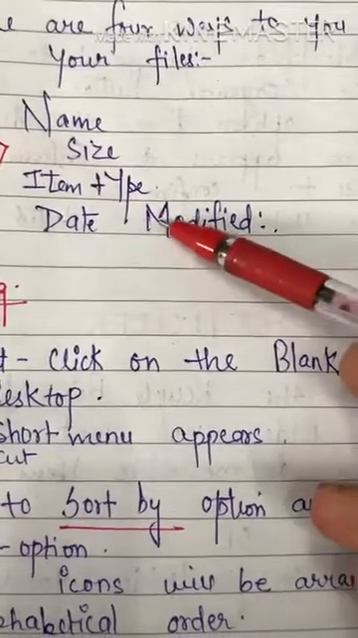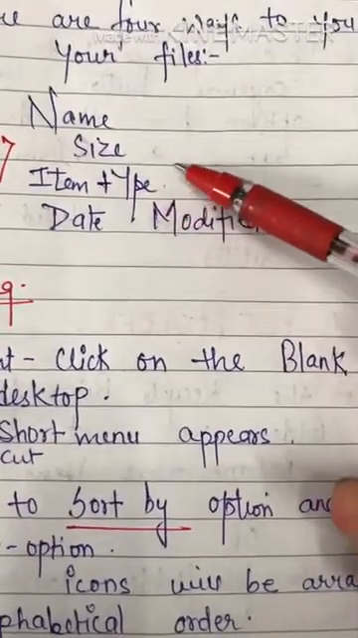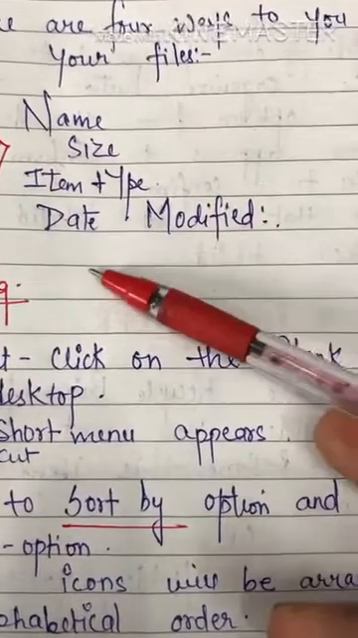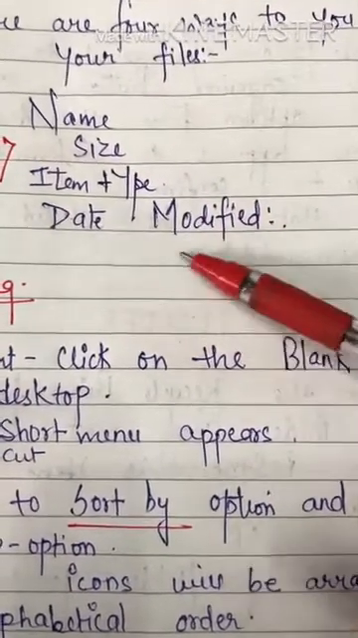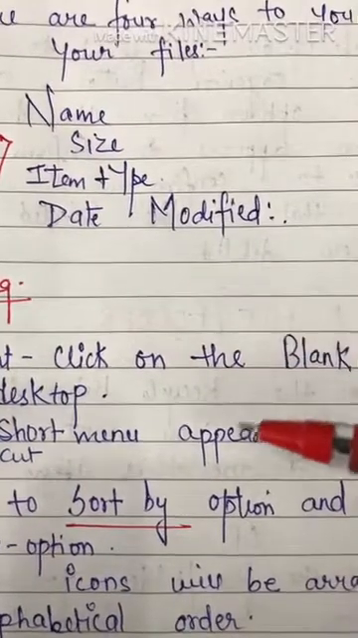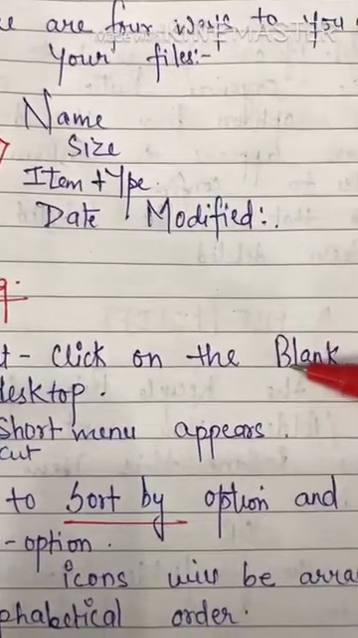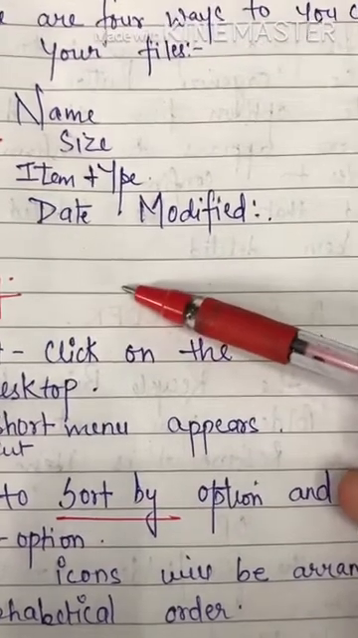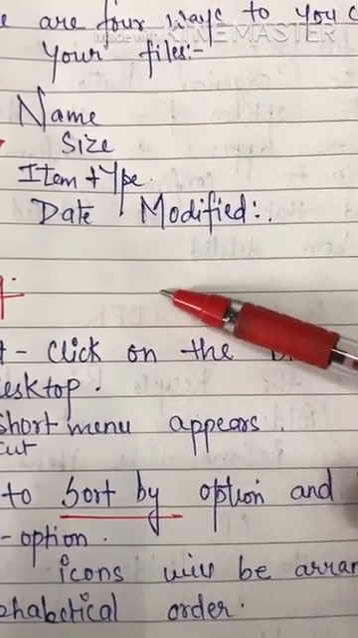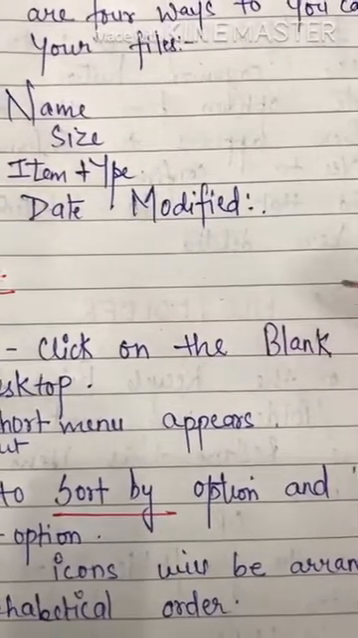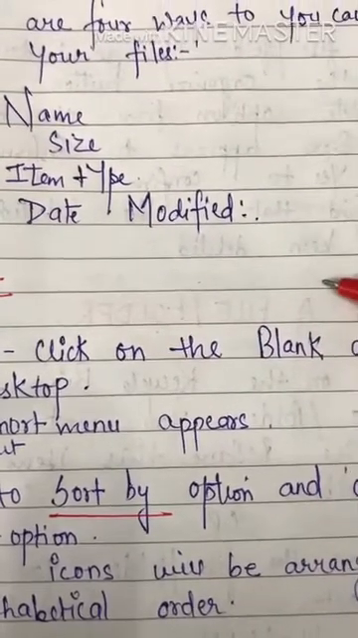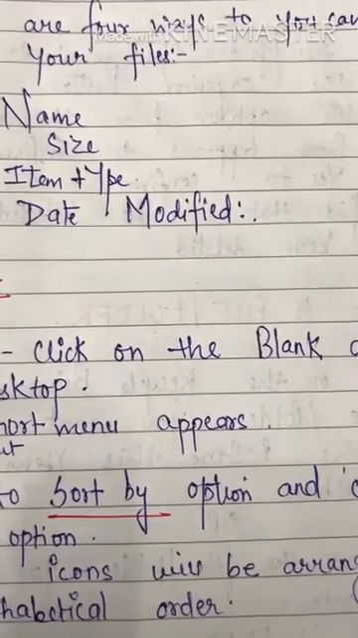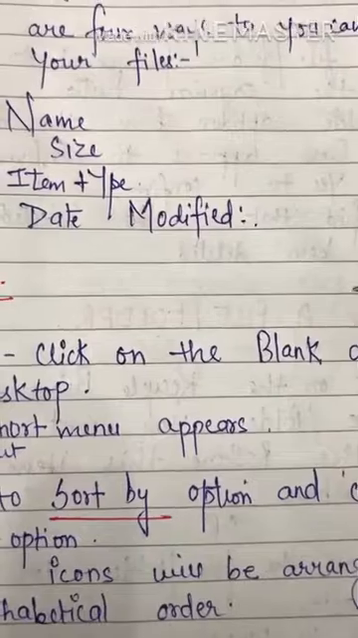Second, size, that means arranging the files in descending order of file size. Third, item type, it means that it groups the files based on their type. And the fourth one, date modified, it means that it organizes files according to the date they were last modified.